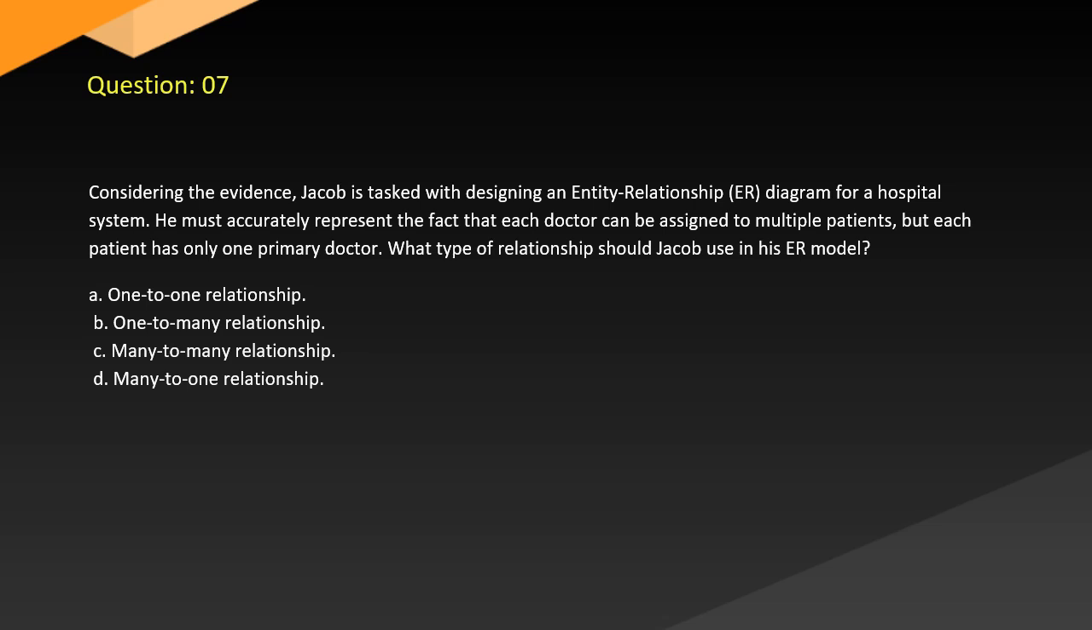Question 7. Considering the evidence, Jacob is tasked with designing an entity relationship diagram for a hospital system. He must accurately represent the fact that each doctor can be assigned to multiple patients, but each patient has only one primary doctor. What type of relationship should Jacob use in his model? A. One-to-one relationship. B. One-to-many relationship. C. Many-to-many relationship. D. Many-to-one relationship.